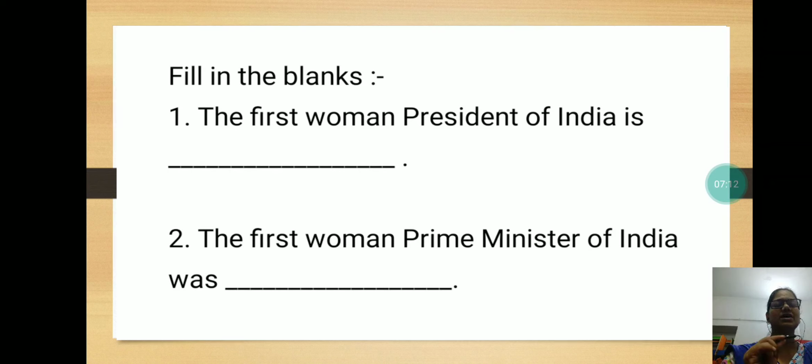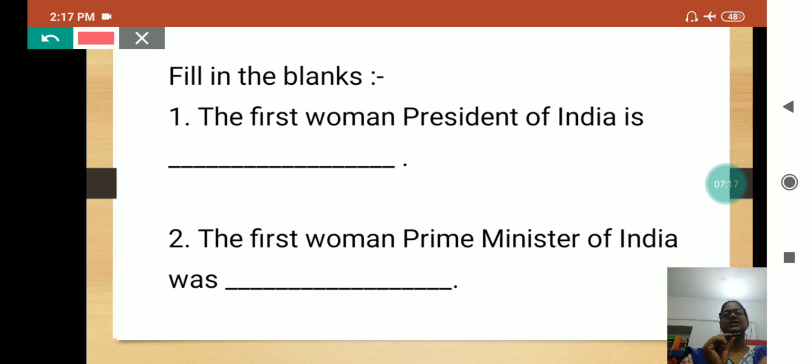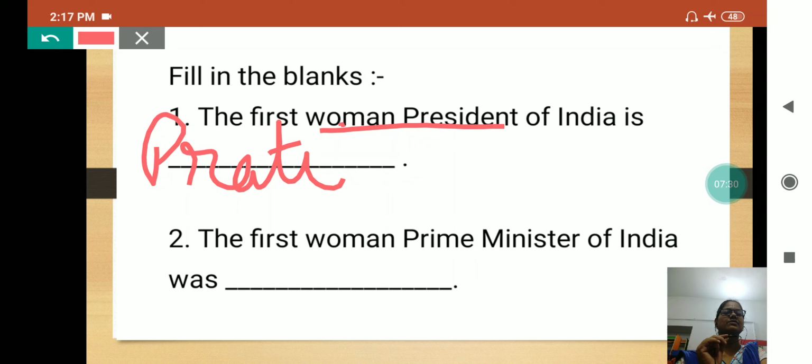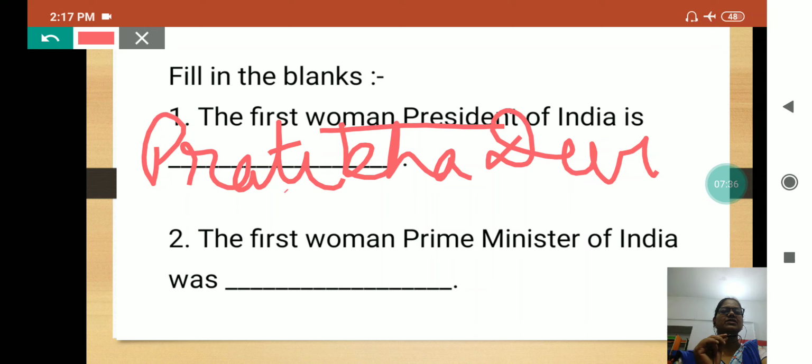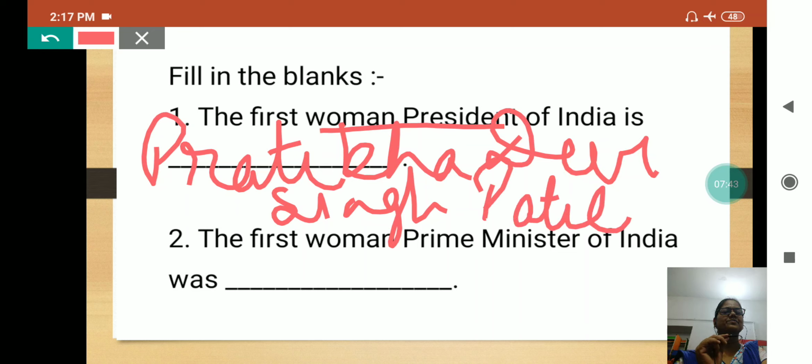Now here are some fill in the blanks, my dear, and you have to do it. First you will write SW and date, and then you will copy this. The first woman president of India. And who was she? First woman president, Pratibha Devi Singh Patil. The first woman Prime Minister of India, and she was Mrs. Indira Gandhi.